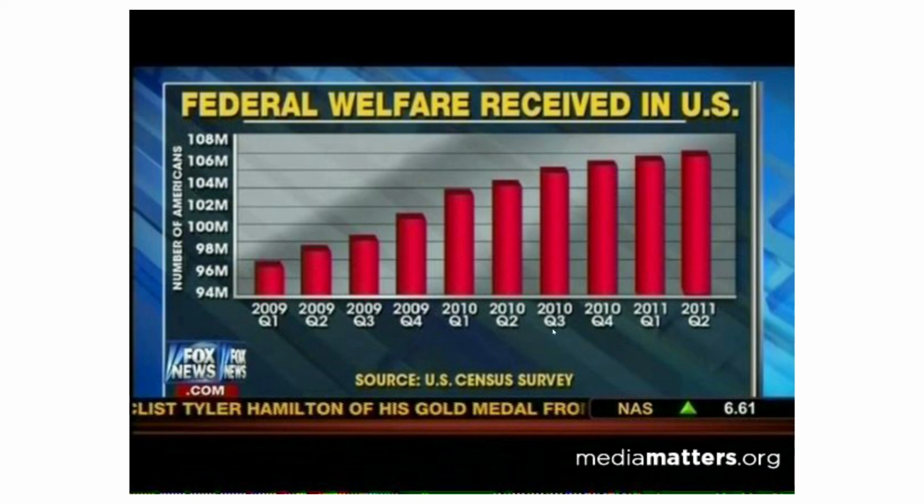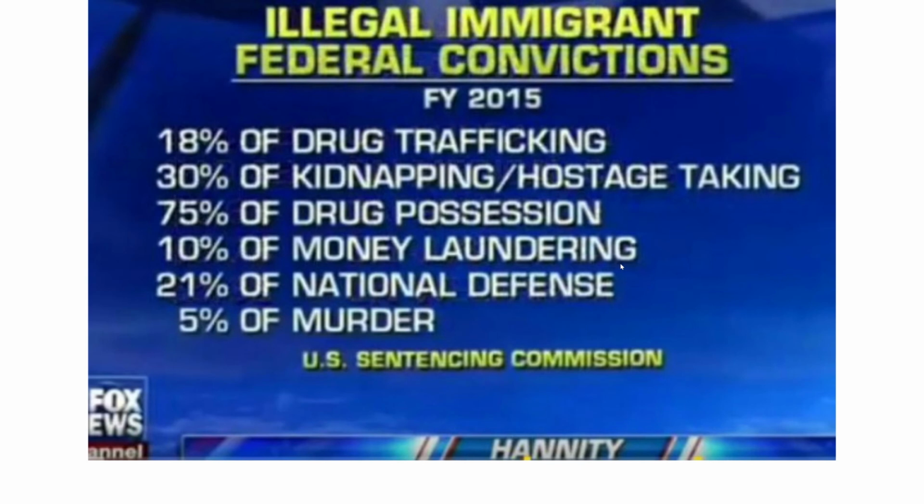To make it look like, for a viewer looking at this graph and not reading it, that a lot of welfare is being received in the US over this many years. That it started off very low in 2009, and suddenly in 2011, all this money has been received. So that's why it's misleading. All right. So what is misleading about this one here?